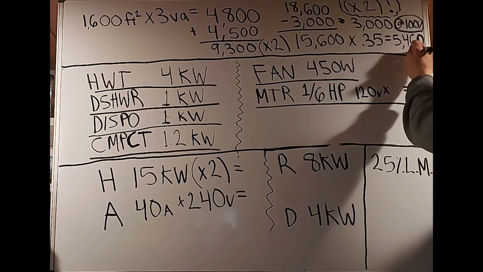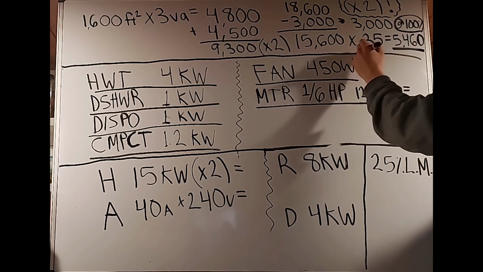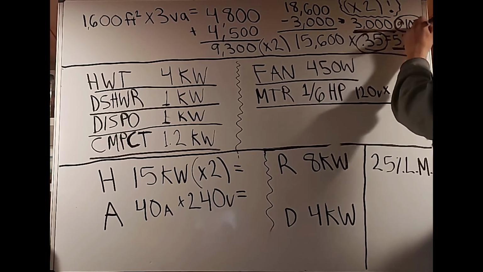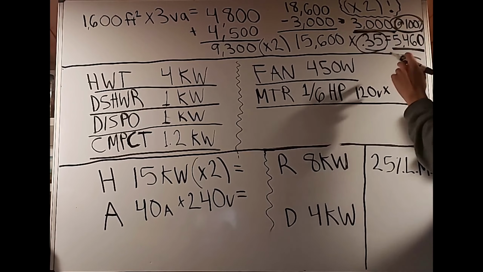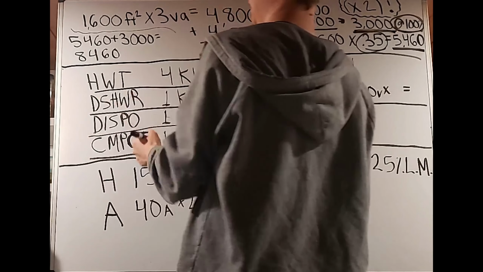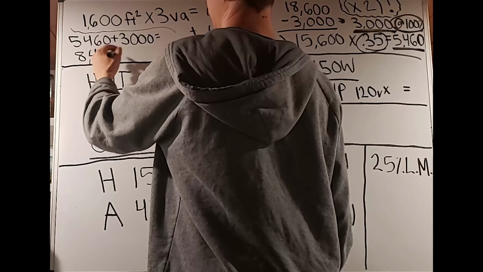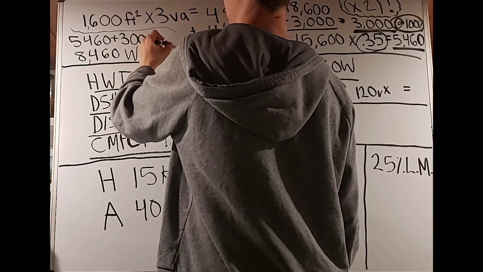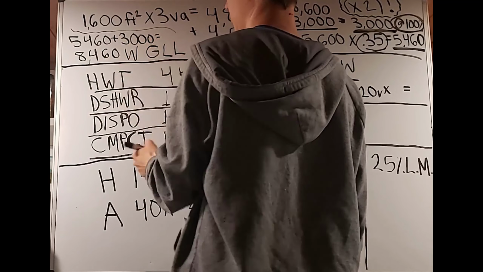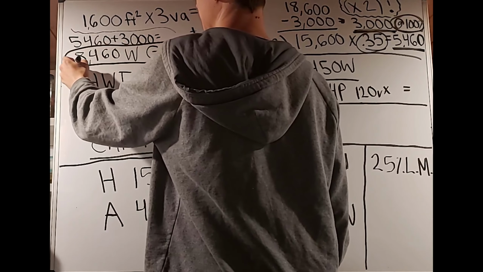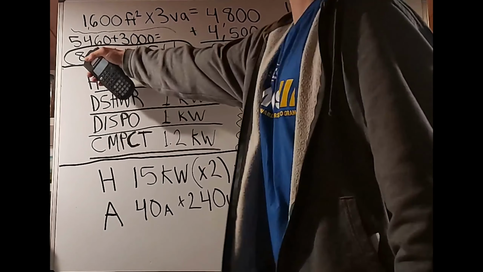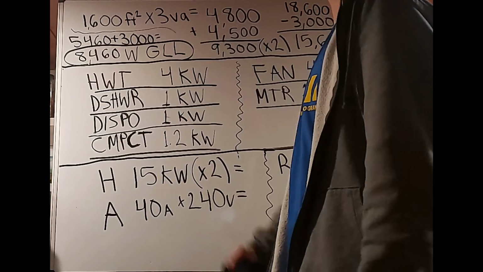And now we have our 5,460 from getting this at 35%, and we have our 3,000 from getting this at 100%. Now we're going to add those two together, and we're going to get 8,460 watts or volt amps. You can call it either one. And that's going to be our general lighting load portion of this question. Again, I'm going to circle my total number and the GLL so I can just look at this section and I can see the number that I need to add to get that total demanded load.